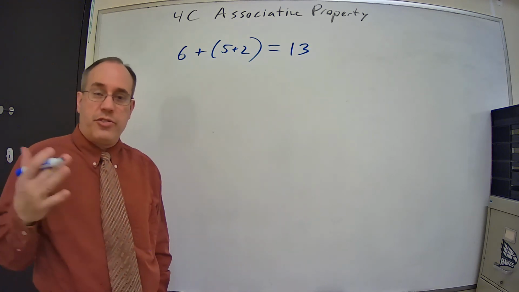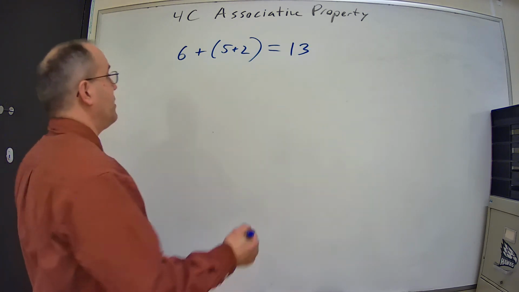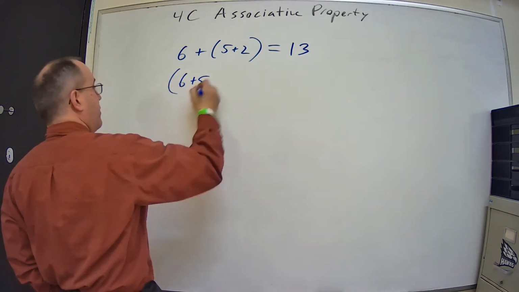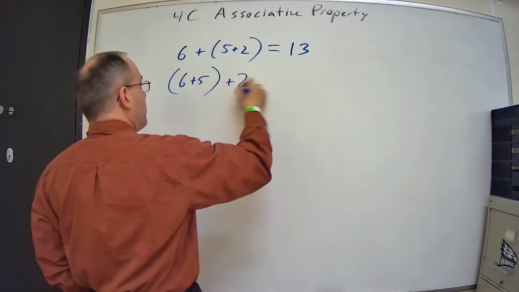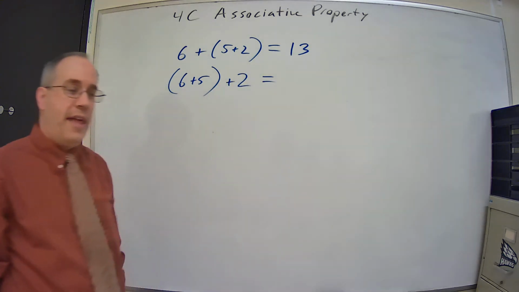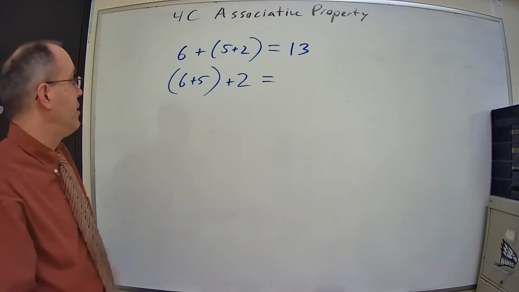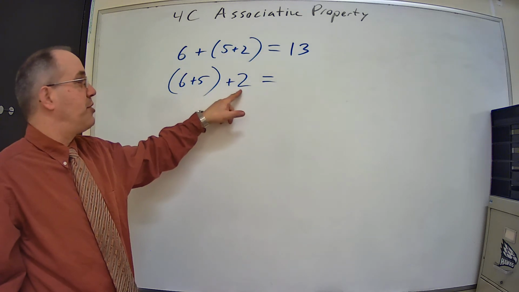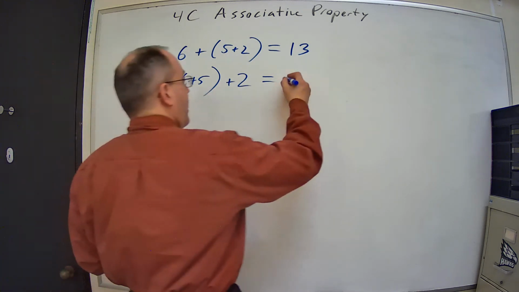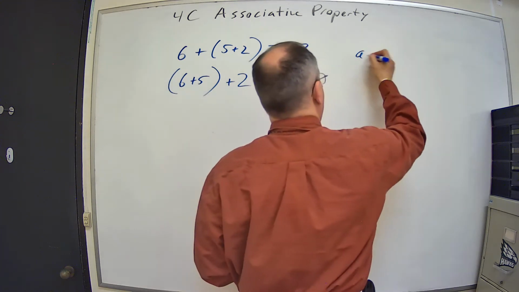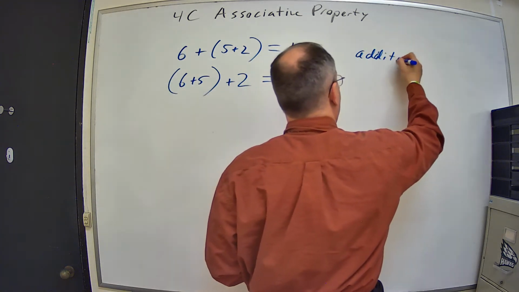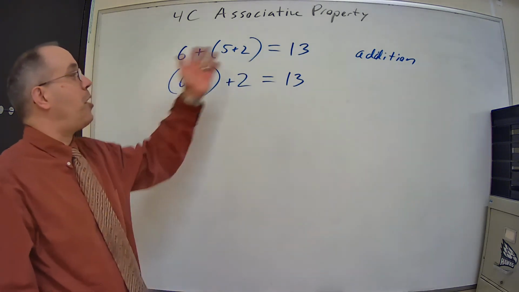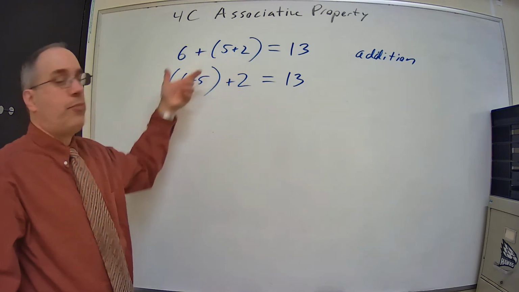If addition is associative, then I can change the grouping and say (6 plus 5) plus 2, and that should also be equal to 13. So 6 plus 5 is 11, plus 2 is 13, and it is. So addition is associative. Or there is an associative property of addition that I can group them however I want.